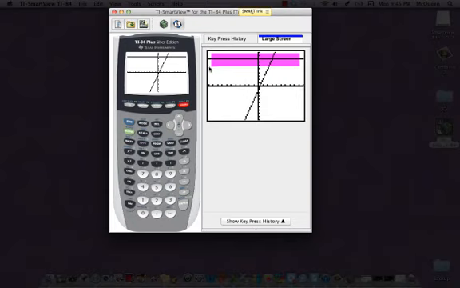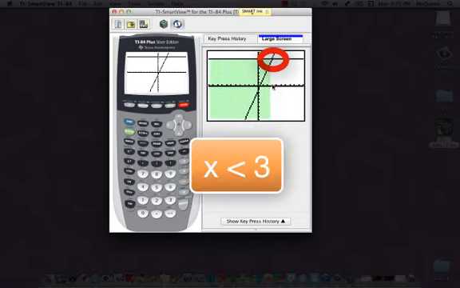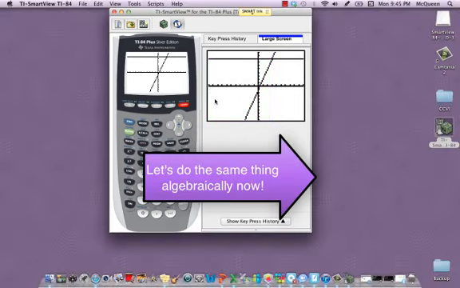And I want you to read your graph from left to right. So when is 3x minus 1 less than 8? Well, it's less than 8 all the way up to this point of intersection. In other words, it's less than 8 when x happens to be less than 3. Let's see if that works the same way algebraically.